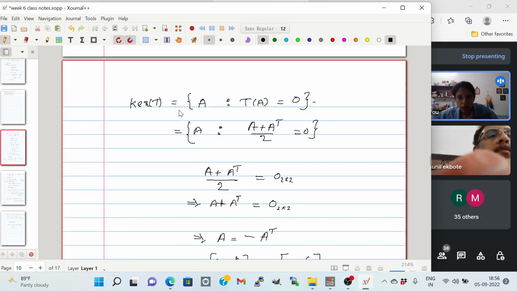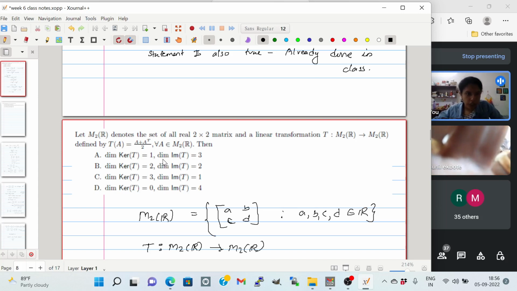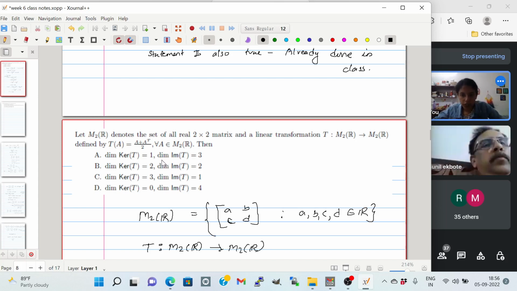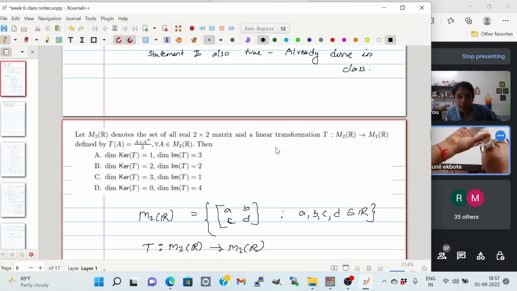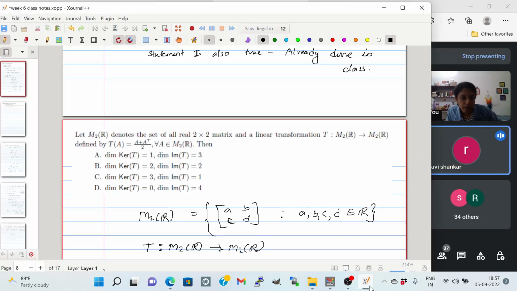So in our question, dimension of kernel of T is 1. Rank of T means dimension of range of T or dimension of image of T. So that is 3. We got it. Anyone has doubt here?